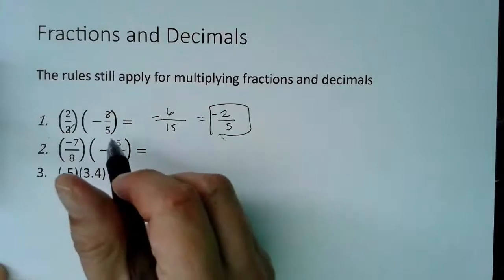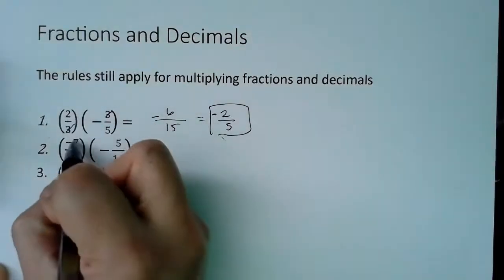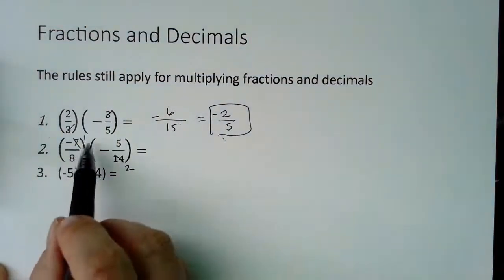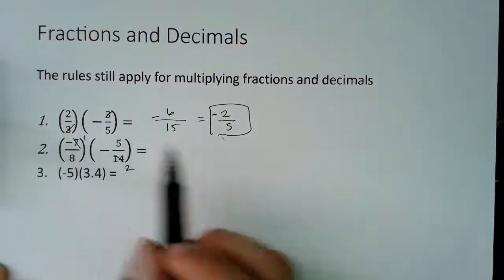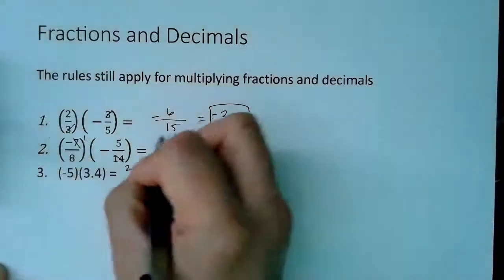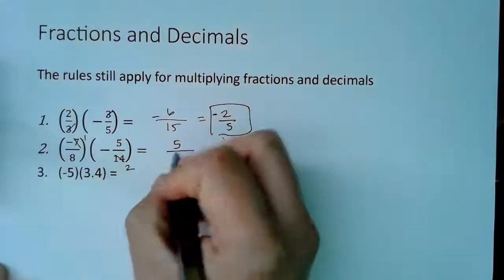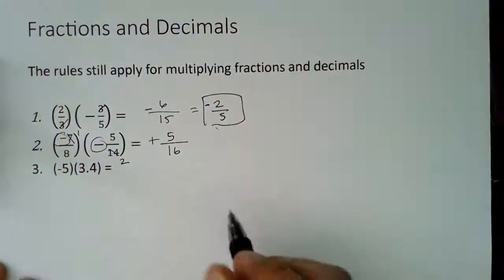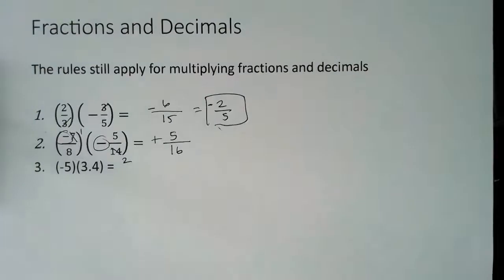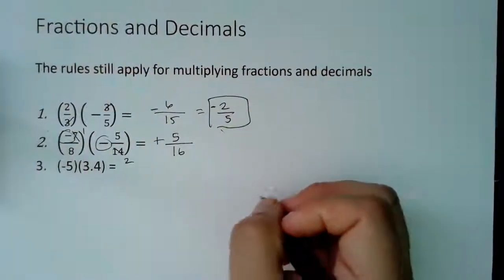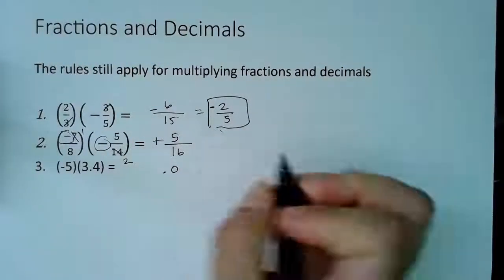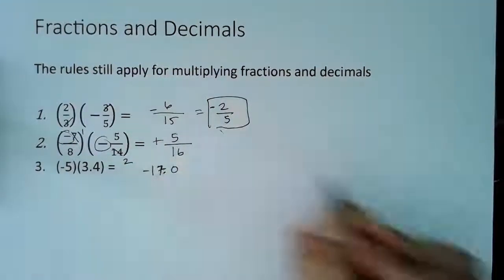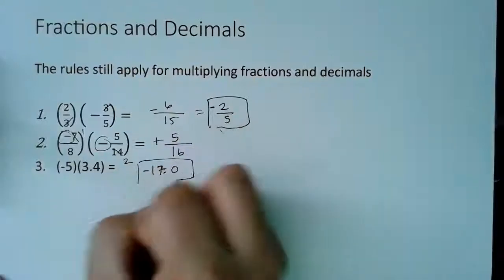In this case, if I reduce by 7, 7 goes into itself once, and 7 goes into 14 twice. So this becomes negative 1 times negative 5, or however you want to think about it. These two numbers are going to end up being positive, so it's 5 over 8 times 2, which is 16, and a negative times a negative becomes positive. And then here, negative 5 times 3.4 is going to be 17, but it's going to be negative, because a negative times a positive is a negative.